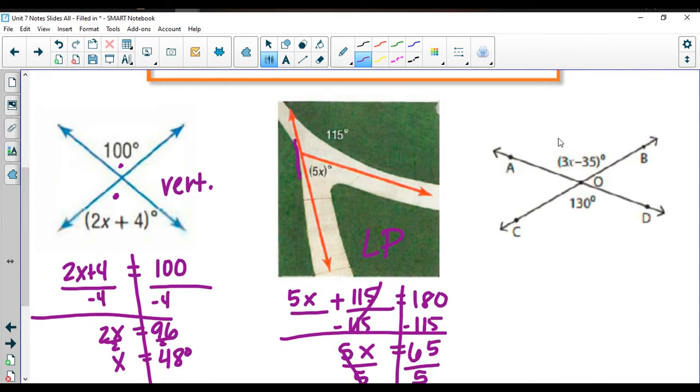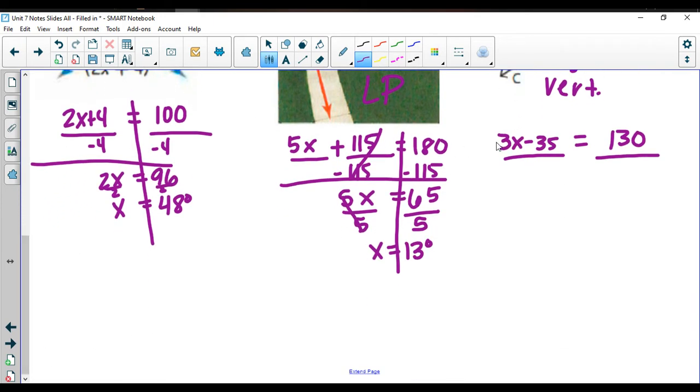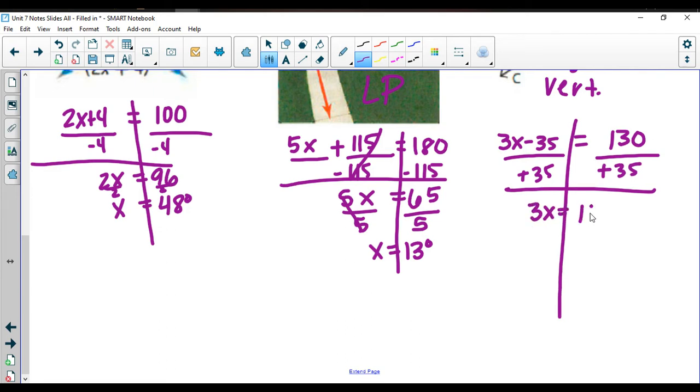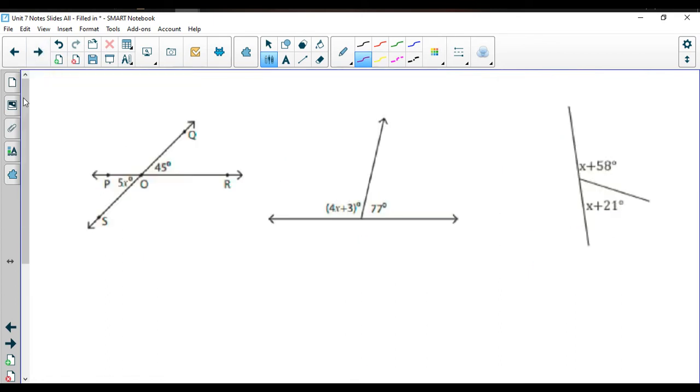This last one on this line here, these are opposite each other, so these are going to be called verticals. So blank equals blank. Setting up, I have 3x minus 35 is equal to 130. I'm going to go ahead and add 35 to both sides. Solving my equation. Divide through by 3. And x is equal to 55 degrees here in this example.